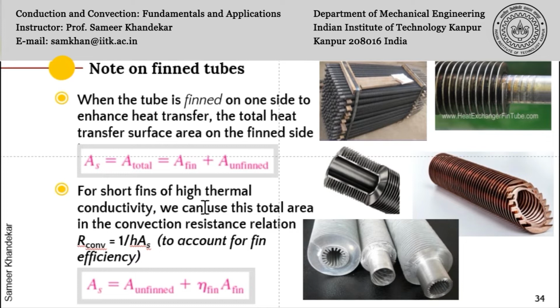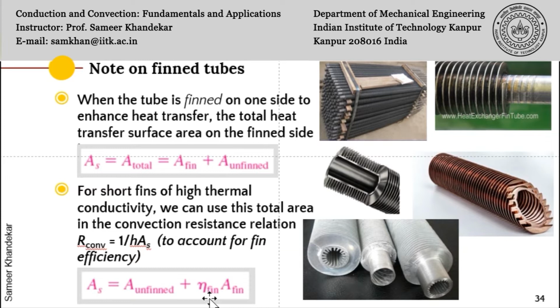So for short fins of high thermal conductivity, we can use this total area in the convection. So whenever you calculate 1 upon HA, this H can be inside or outside. Wherever there are fins, you have to calculate that appropriate area. So how do we calculate that area? The net area AS is the unfinned area, which is the bare area between the two fins of the cylinder or the pipe, plus eta fin.